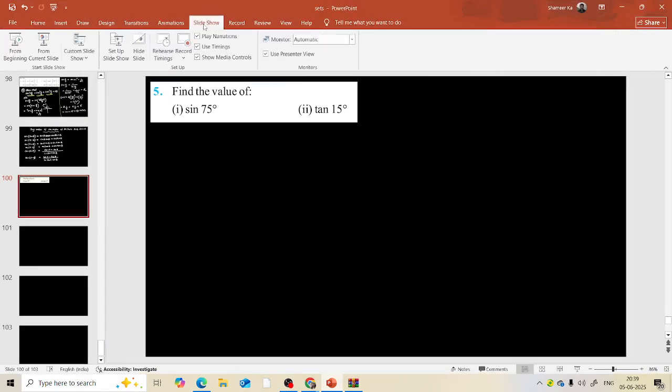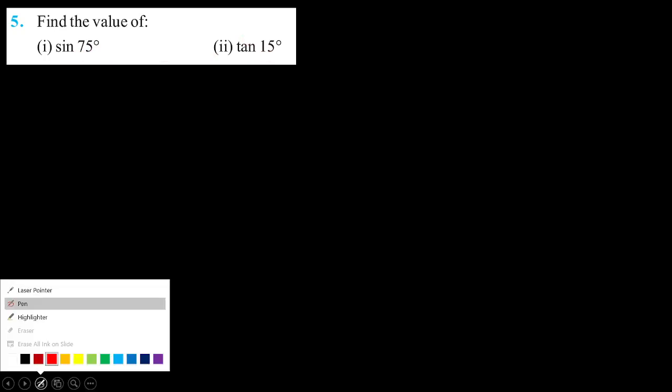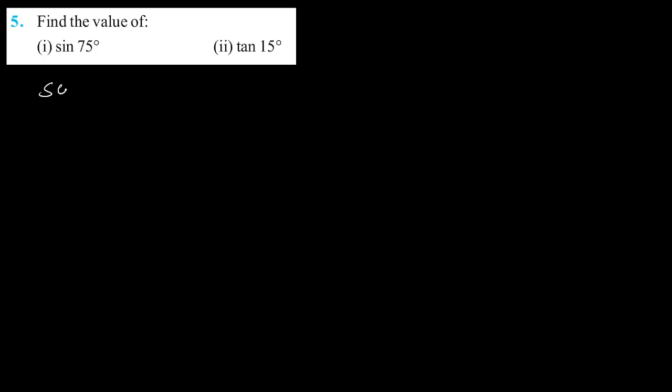Okay, sir. Find the values of sin 75 and tan 15. These are the questions. So sin 75, we have not studied the value of sin 75. We studied only the standard angles like 0, 30, 45, 60, 90. We have not studied the trigonometric ratios of angles like 75 and 15. But we can find their values using the above trigonometric identities.